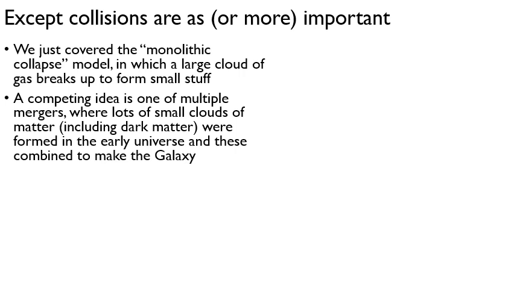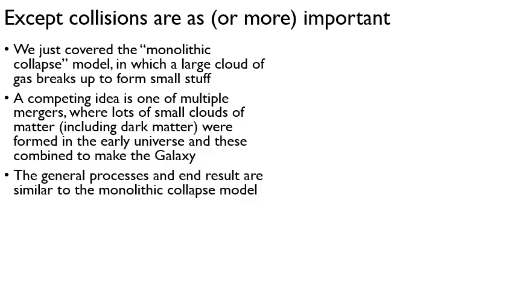Now, one issue with everything I just taught you is that there may be a problem, and this thing called the monolithic collapse model could be wrong to some extent. So the model I just mentioned is that you have a really large cloud of gas, it's going to break up, and then that's going to form smaller stuff. That's what we just covered. Now, there's a competing model of galaxy formation, and it's called by a lot of names, but one is multiple mergers. So instead, your initial large gas cloud actually breaks up into smaller clouds, and then these things are going to merge to form your galaxy.